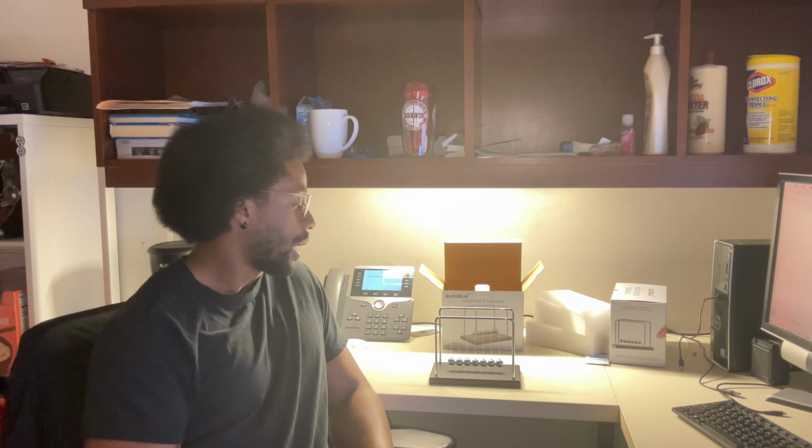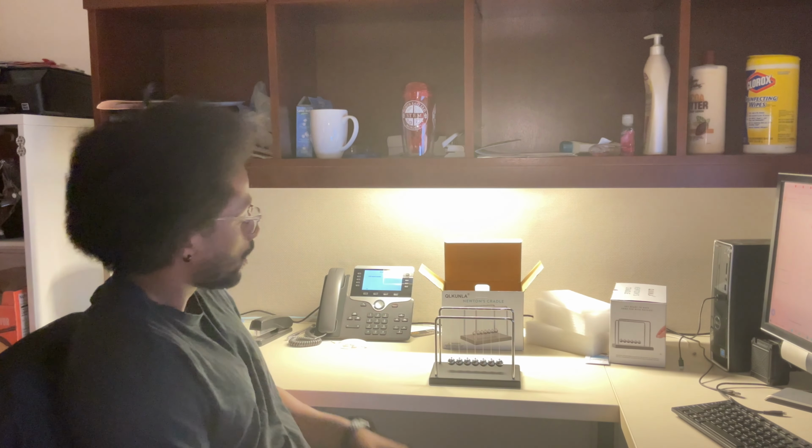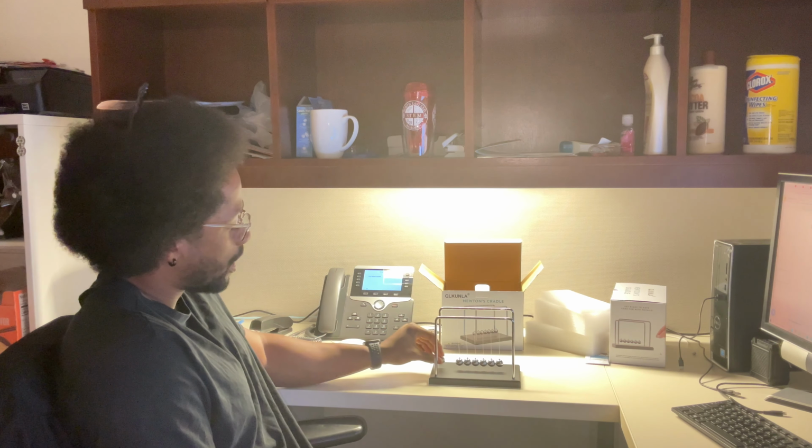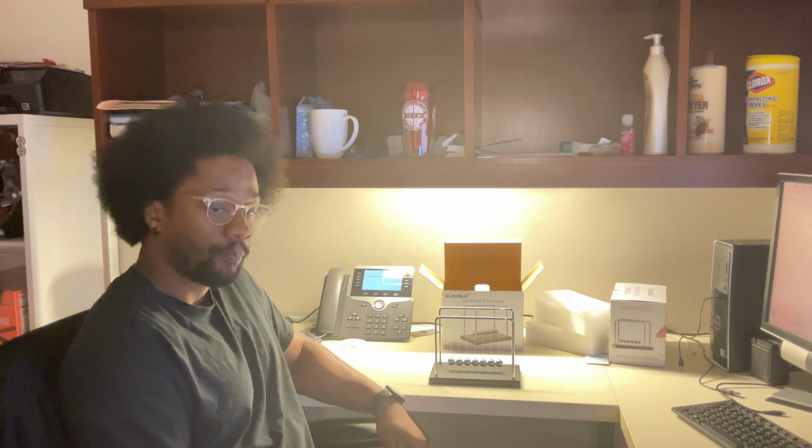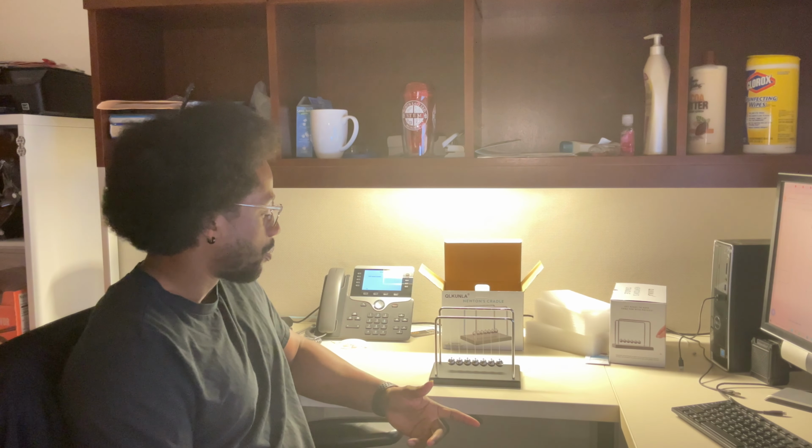Today I'm going to be showing you Newton's Cradle, which is a good representation of collisions. We're going to go over inelastic versus elastic collisions and some other forces that are going to be at play. But first, going over how it's set up. We have strings and these little balls here. There are different things that are going to be at play.